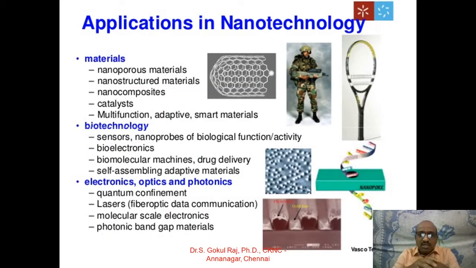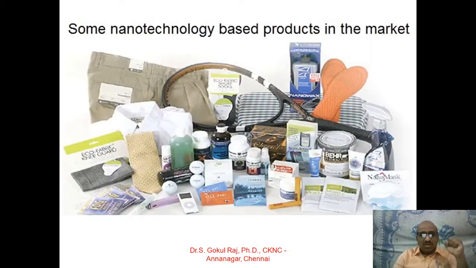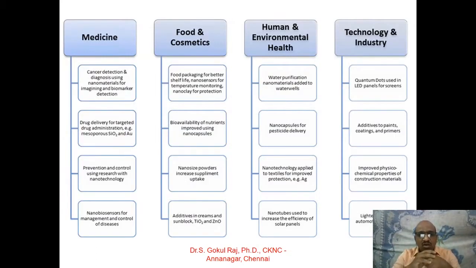Now, from the material perspective to the nanotechnology perspective, you see the nanomaterials we use in composites, smart materials, sensors, quantum computing, lasers, photonic band gap materials. So, these are some of the products. Now, coming to the field area where it is applied, in medicine it is used in cancer detection, diagnostic purposes, drug delivery. Drug delivery is a future aspect where a lot of enthusiastic researchers and the people community are waiting for young researchers to give their suggestions. And nano biosensor.